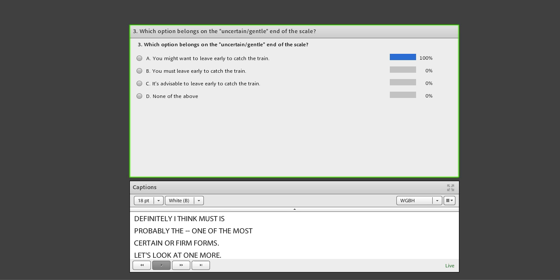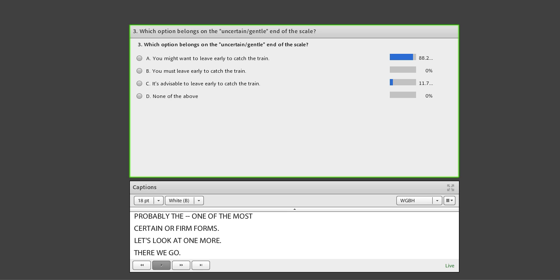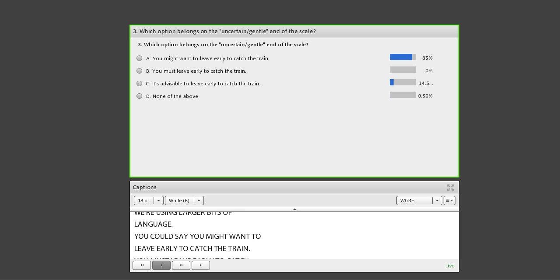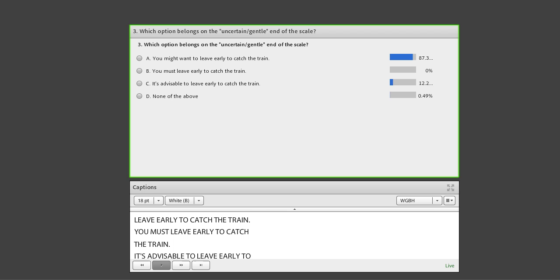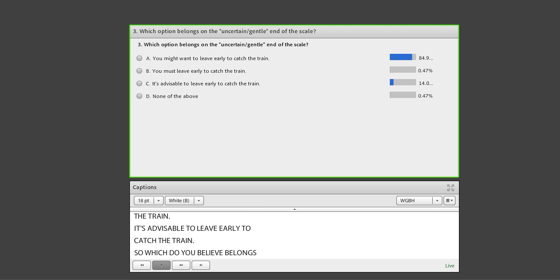One more. There we go. Which option belongs on this uncertain or gentle end of the poll? This one might be more advanced for students because we're using larger bits of language. So you could say, you might want to leave early to catch the train. You must leave early to catch the train. It's advisable to leave early to catch the train. So which one do you think belongs on the uncertain or gentle end? I see. So we have, you might want to leave early. Yes, I agree that that's probably on the more uncertain or gentle end.